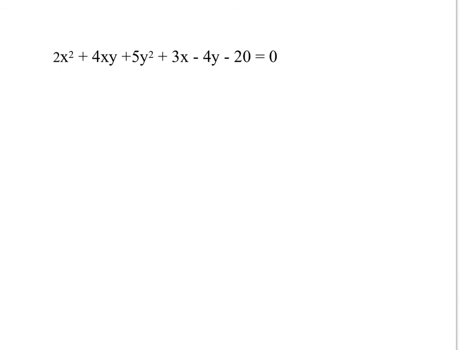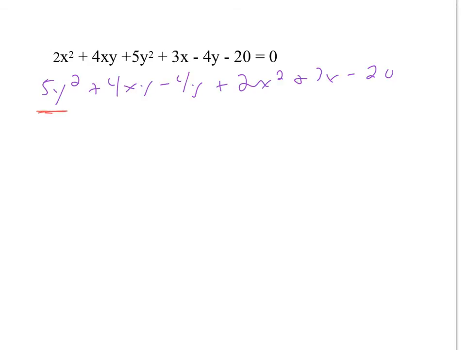Let's first of all put this in descending order of y's in order to put this in quadratic form in terms of y. So it looks like I'm going to have 5y squared plus 4xy minus 4y plus 2x squared. Still looking, plus 3x minus 20. So now, here's the fun part.